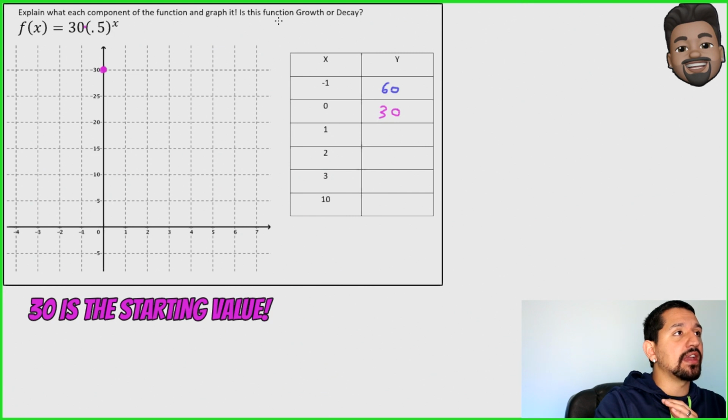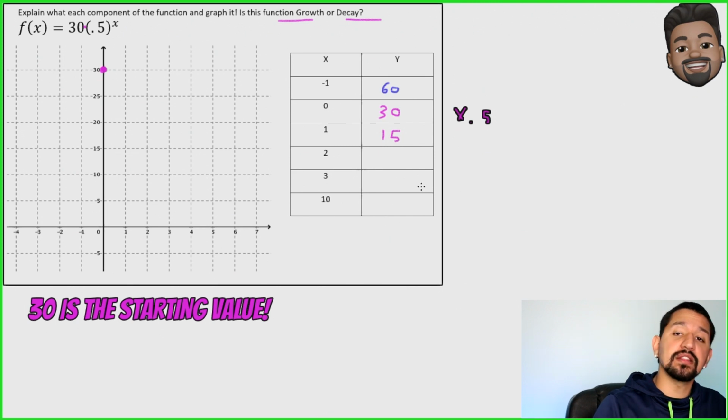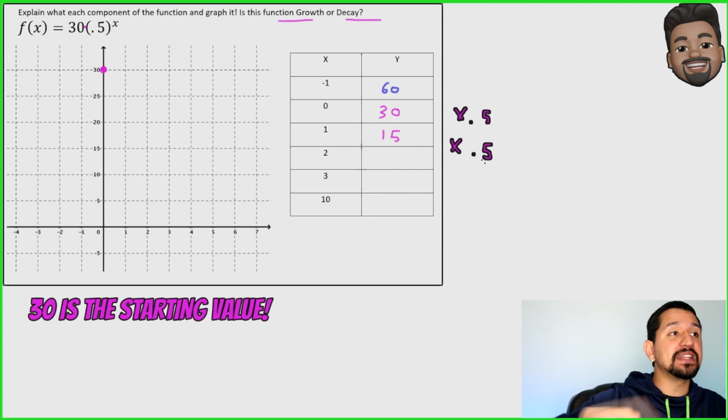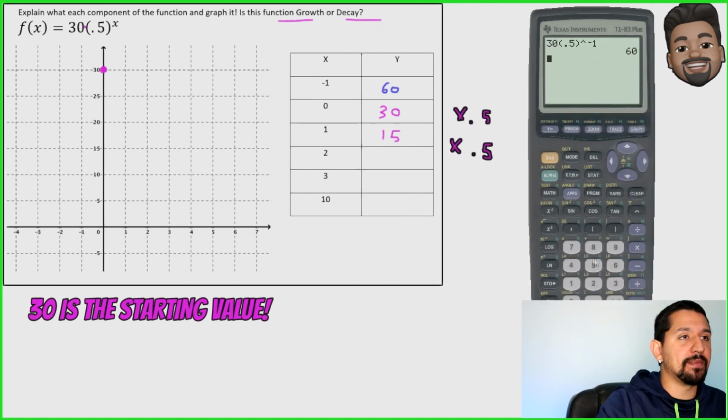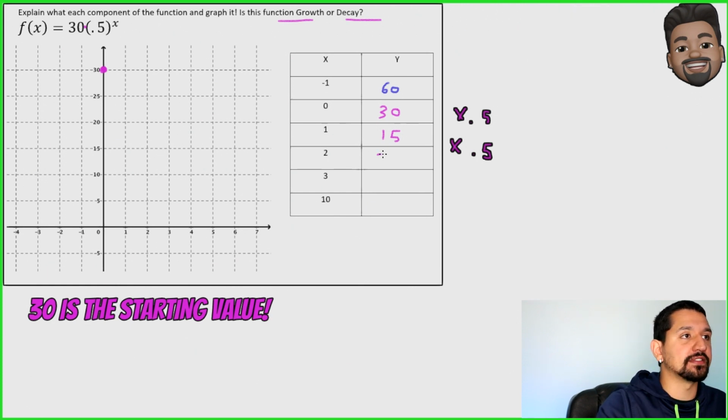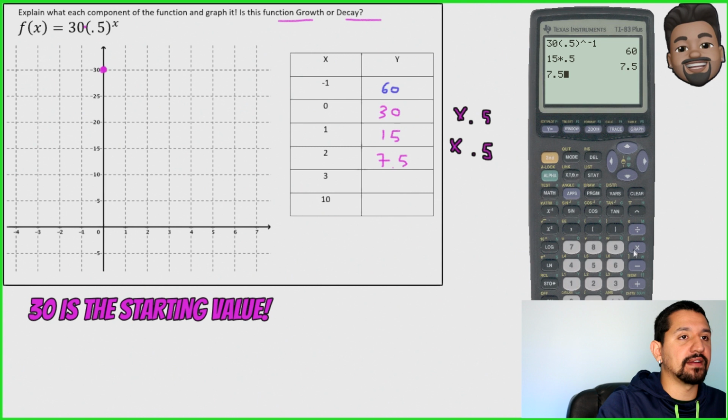Is it decay or is it growth? We're going to see what happens when we multiply by 0.5. What's 30 times 0.5? You can use your calculator. That's 15. This actually means that if we're multiplying by 0.5, our function is getting cut in half. We take that value and just keep half of it. I might go to my equation now and do 15 times 0.5, and that gives me 7.5. Then I will do the same thing right here, 7.5 times 0.5, and that gives me 3.75.